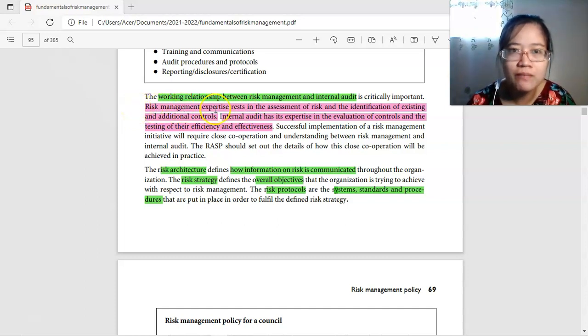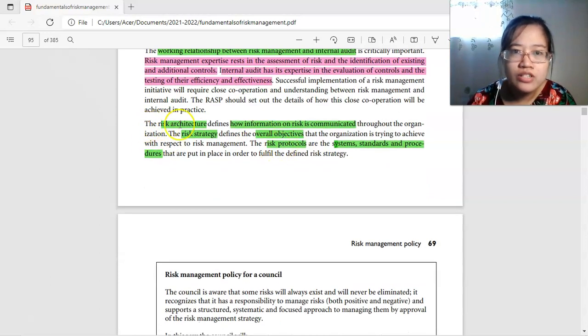Cross-reference features. Okay. So, risk management expertise rests in the assessment of risk and identification of existing and additional controls. Okay. So, dun sa internal audit, you do it in internal audit, but you also do it under risk management. Yung ina-assess mo yung risk, significance niya, yung magiging impact niya, likelihood and impact, and then you have to identify yung existing and additional controls na kailangan to counter them.